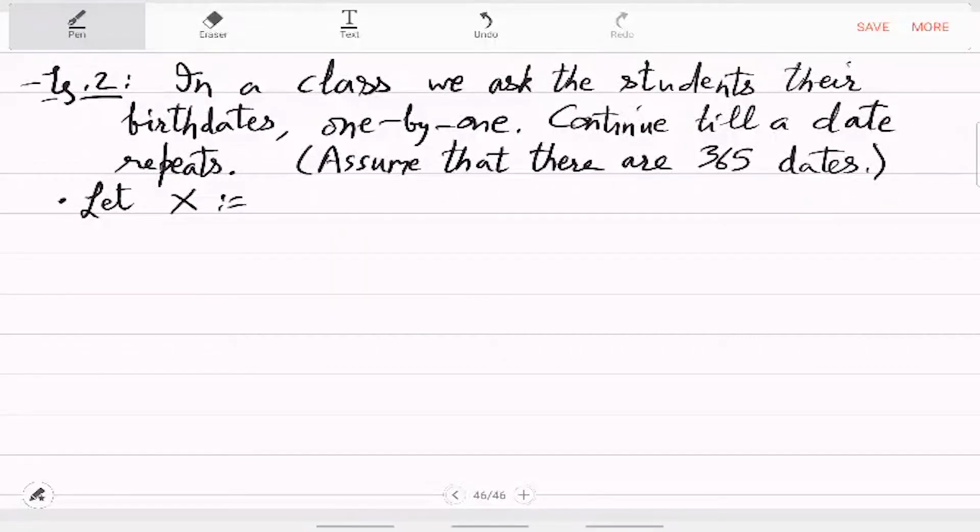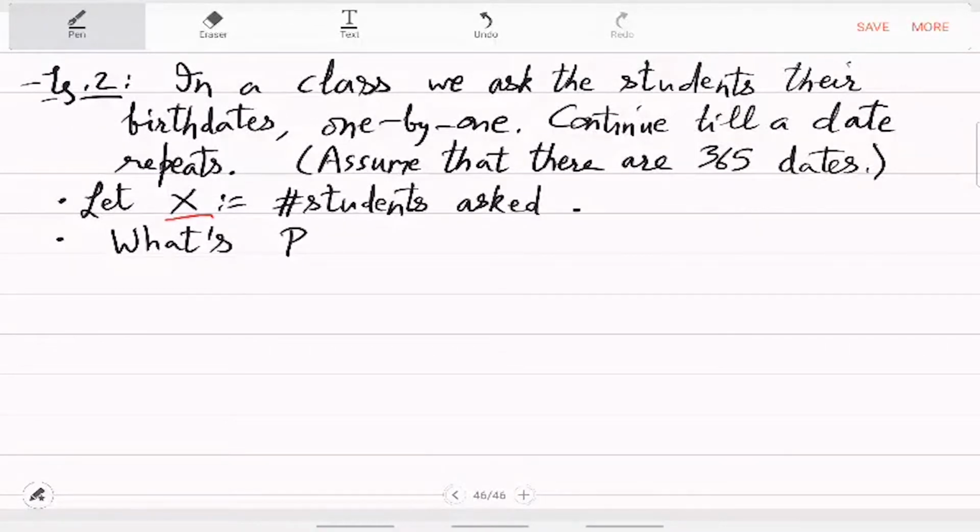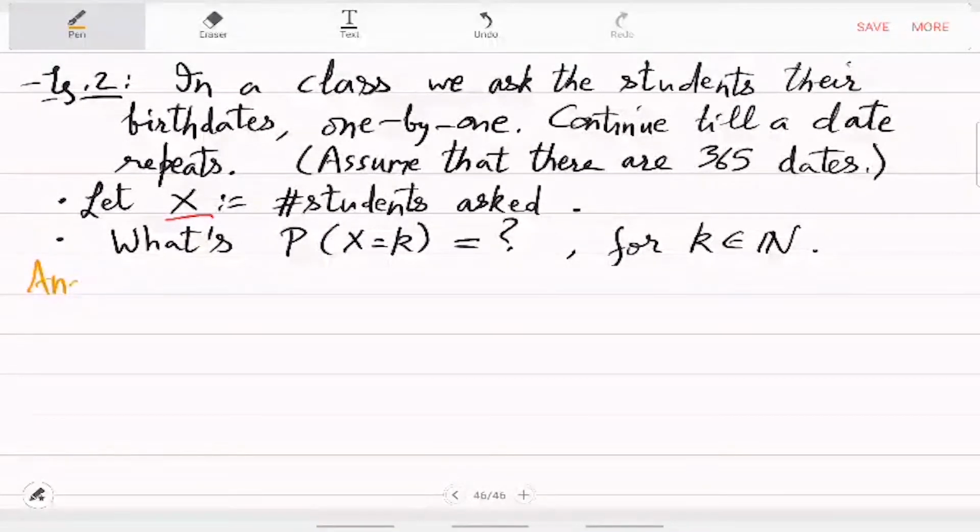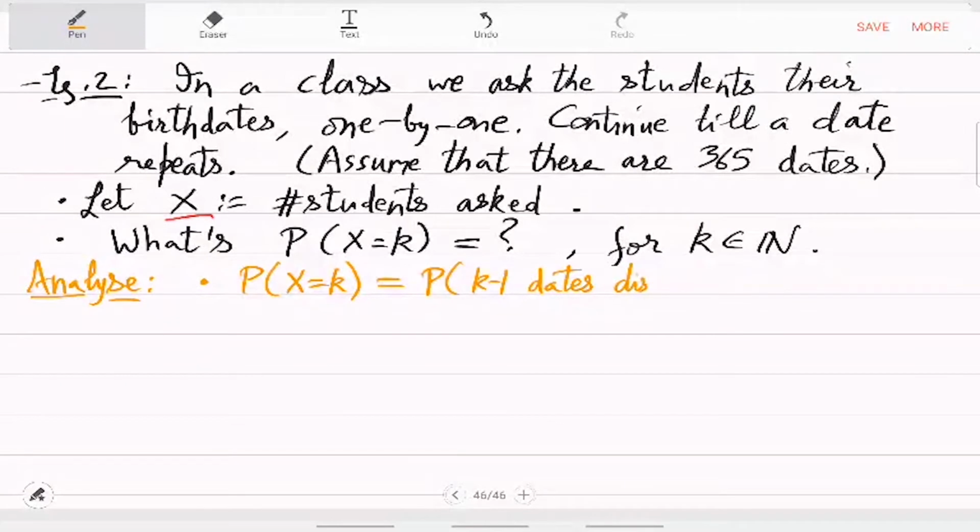So let x be the number of students asked. That is the random variable of interest in this experiment: how many students were asked before a date repeats. So what is the probability of x being k? What is the probability that this random variable comes out to be a number k, a natural number fixed in advance? So let us do this analysis. The probability that x is equal to k is basically k minus 1 birthdays distinct and the kth repeats.